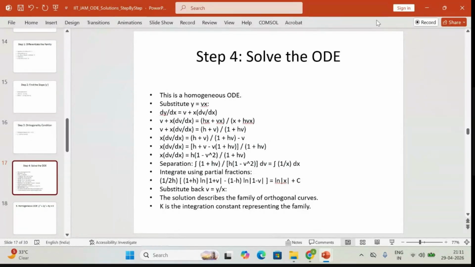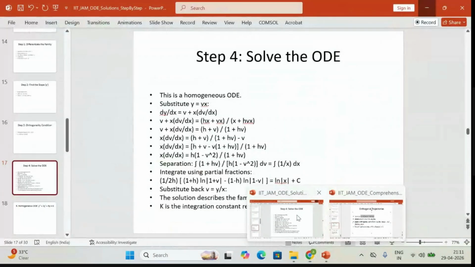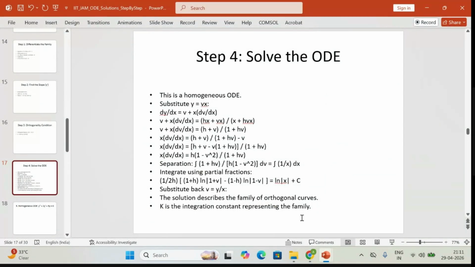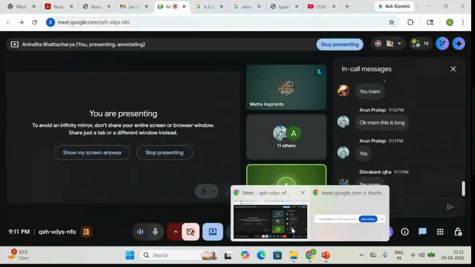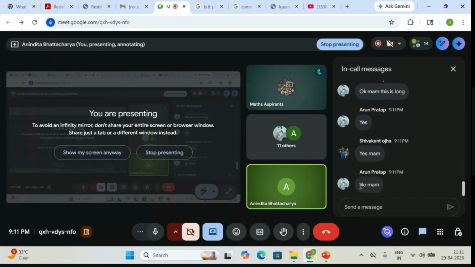Is it clear to everybody? Yes, this is long. Should I keep it open for some more time? Arun, do you want me to keep it open for some more time? Show the solution for some more time? Okay.